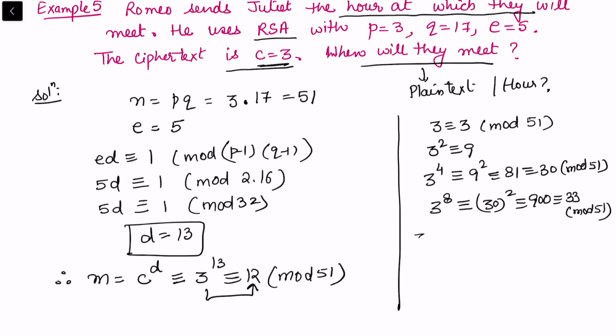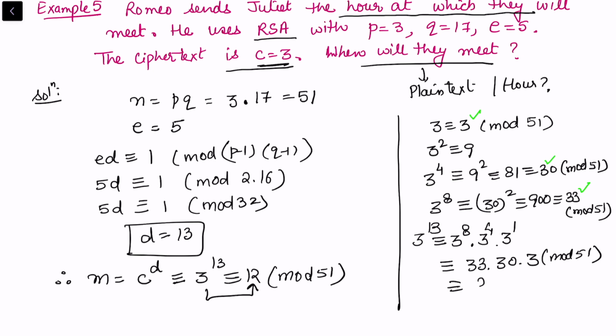And then we just combine, because we want to reach the exponent 3 to the power 13. So this is 3 to the power 8, 3 to the power 4 into 3 to the power 1, which is congruent to 33 into 30 into 3. I've just substituted back the values that I calculated earlier. With respect to mod 51, when I take the product, this becomes 2970 divided by 51, and we find the remainder. Remainder is 12 mod 51. So this is how I got 12.